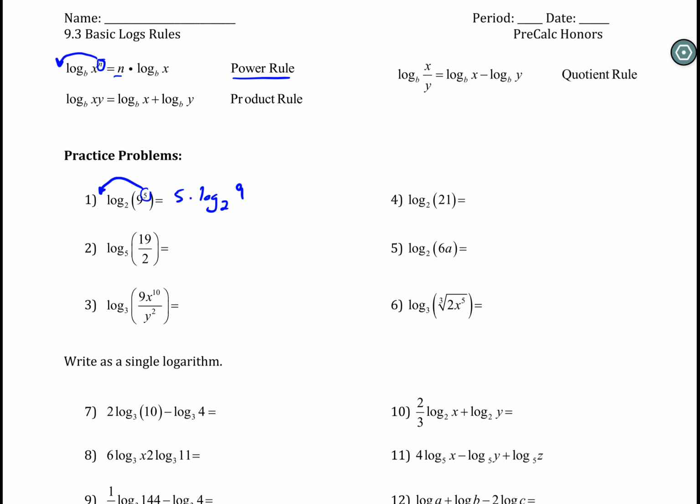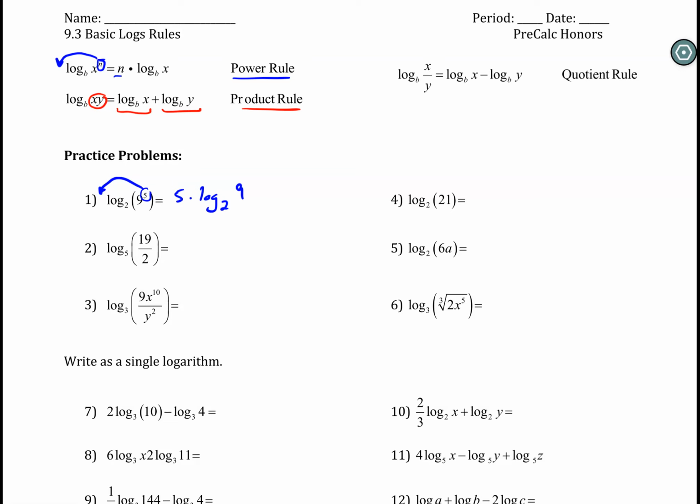Another example, let's see here. I'm just going to bounce around a little bit to try to show each one of these. Let's do product rule here. Product rule says that if I have the product of two things, I can break that up as the log of the first term plus the log of the second term. Notice that the bases, like log b here, is consistent throughout. So whatever this is, it has to be the same for all of them.